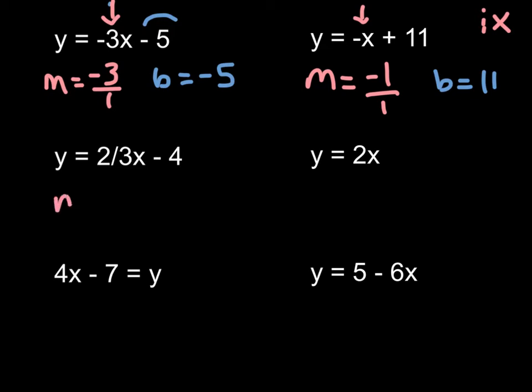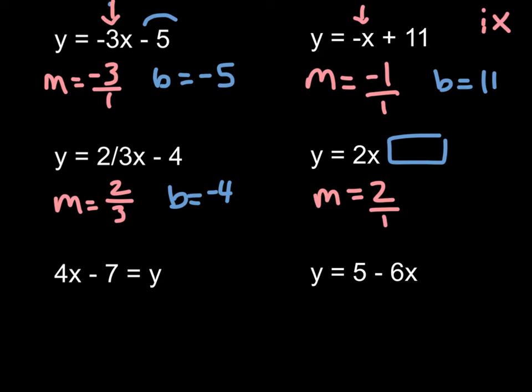Over here, the slope is 2/3, and typically we'll write the fraction like that, and the y-intercept is -4. On this one, the slope is 2, or 2 over 1, and notice that there is no number over here being added or subtracted. That means your y-intercept still exists, it is 0, because we would typically not write plus 0 in an equation.